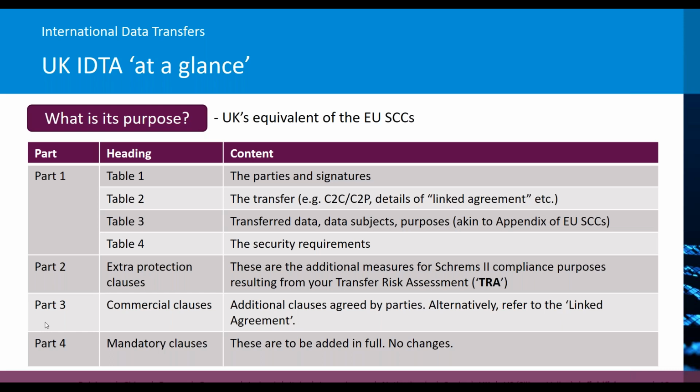There is a part 2. This is essentially a sort of placeholder, if you like, for you to plug in any supplementary measures that you've identified during your transfer risk assessment stage. And that is a difference to the EU SCCs. There isn't a specific place that supplementary measures are supposed to be added to the EU SCCs. Usually for EU SCC purposes, you'd plug in supplementary measures, perhaps into your technical and organisational security measures, for example. So it's more drawn to your attention within the UK IDTA.